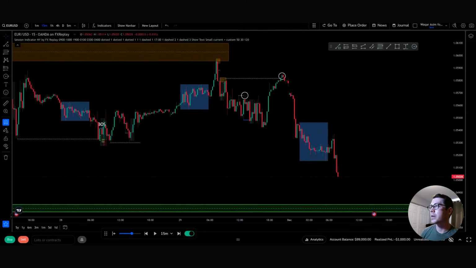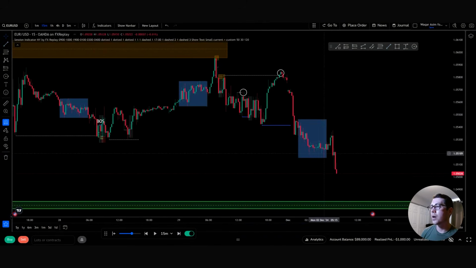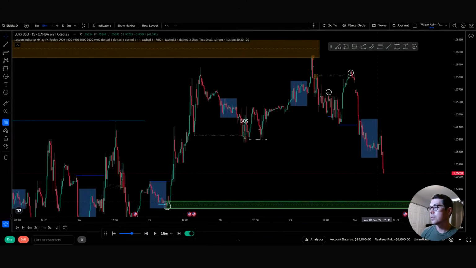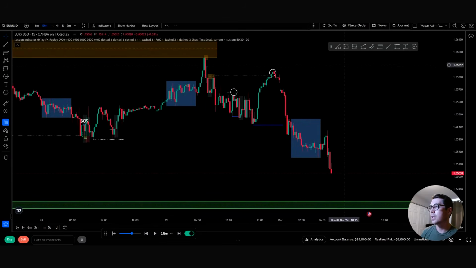We then had a really nice break of structure. So sellers are clearly in control. We're still potentially drawing to this decisional demand down here, so I could potentially see another inducement right here. Price took out these highs, failed to displace, formed a break of structure. So sellers are clearly in control.